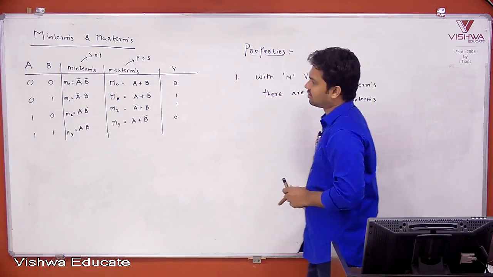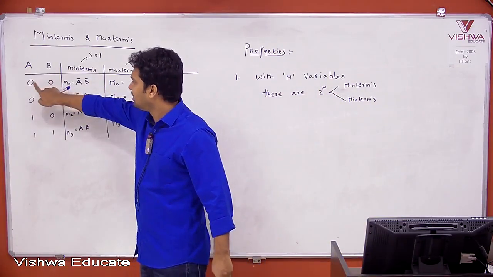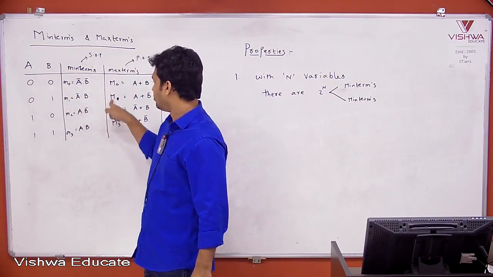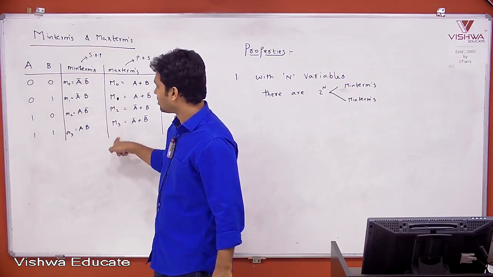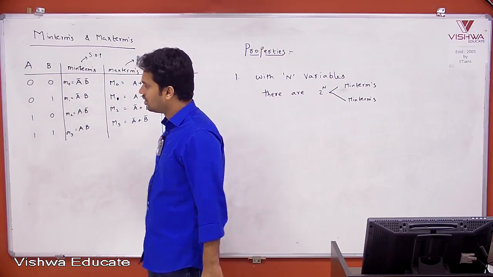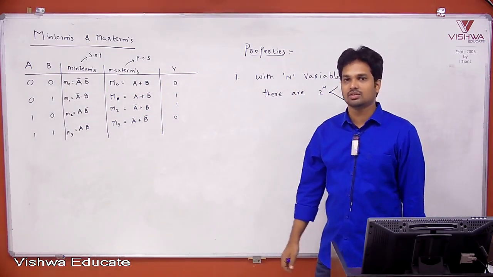You can observe here how many variables I have taken: 2 variables, A and B. So 2 power 2 is how much? 4 minterms are possible, 4 maxterms are possible here. Or you can say 4 combinations are possible. If you have 3 variables, 2 power 3 minterms, 2 power 3 maxterms: 8 minterms and 8 maxterms are possible.